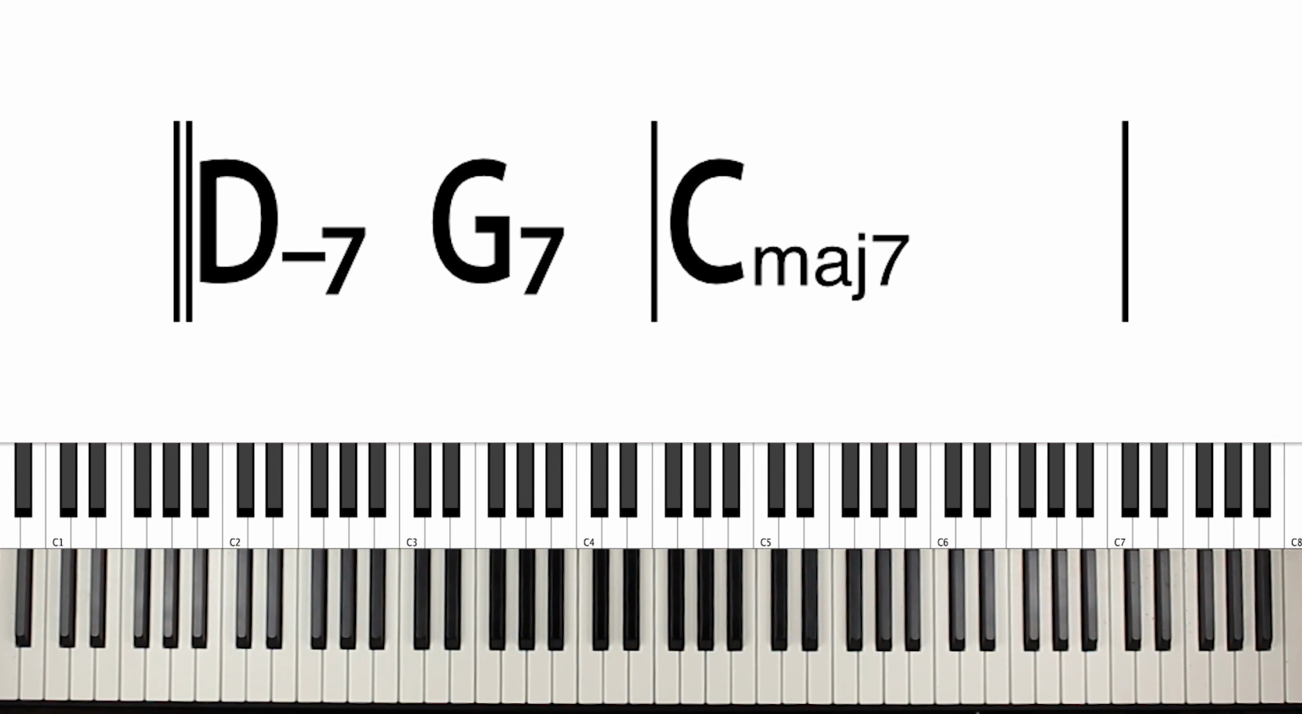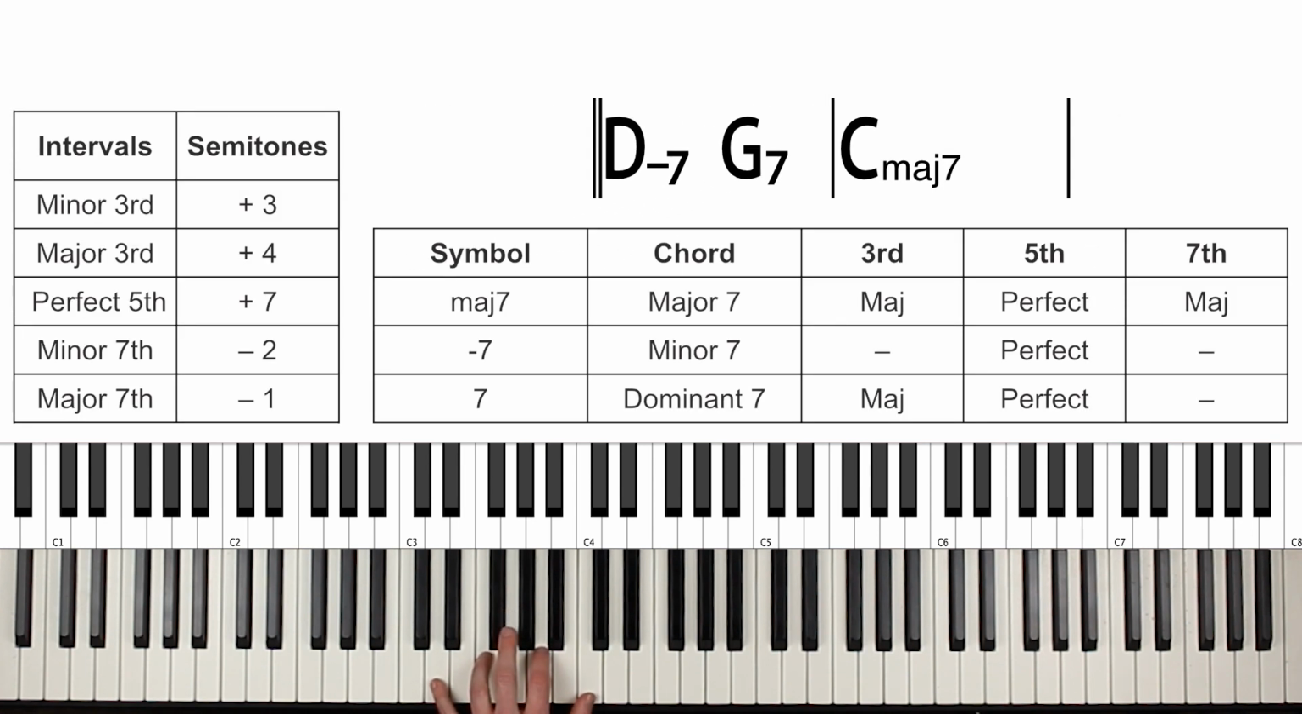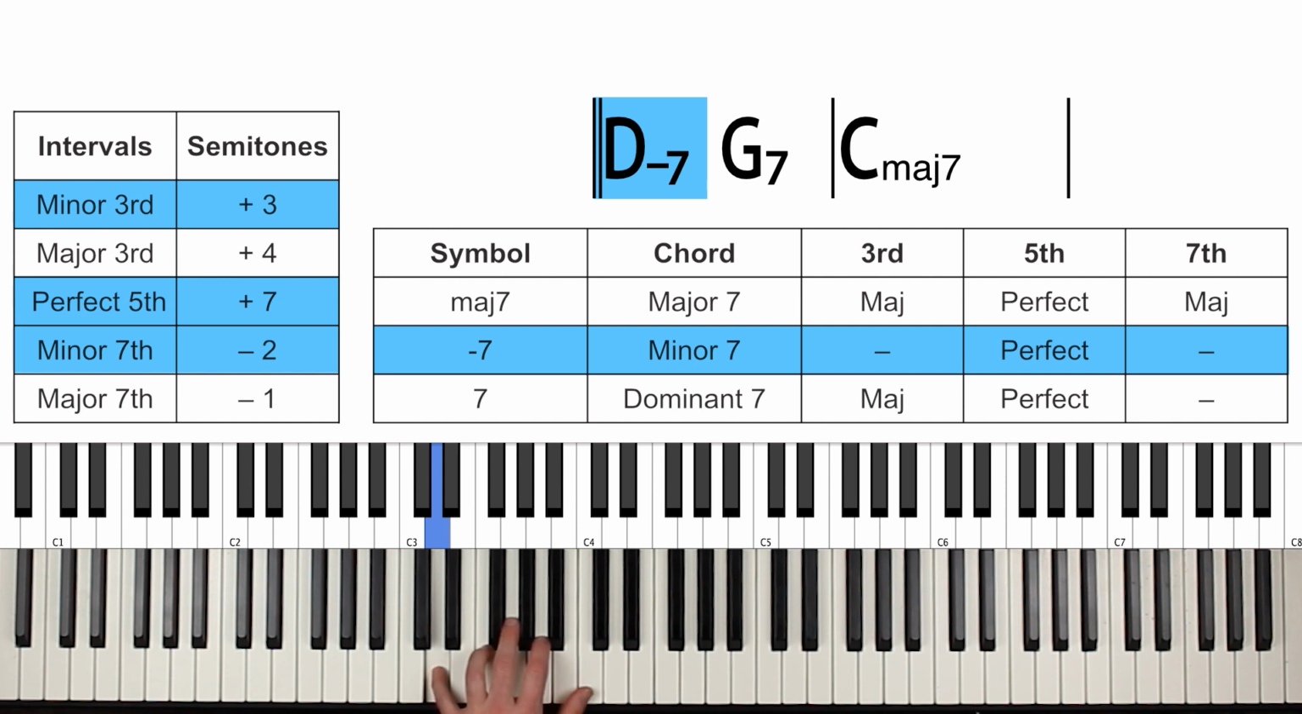Step 1 is construct the chord. So this chord is a D minor 7 chord, so the root will be D. And then we need a minor 3rd, 1, 2, 3. And then a perfect 5th, 1, 2, 3, 4, 5, 6, 7, and then a minor 7th. So I'm going to come to this D here and then come down 2, 1, 2. And that is my D minor 7, or so I believe at this point, because now we're in step 2, which is check the chord.